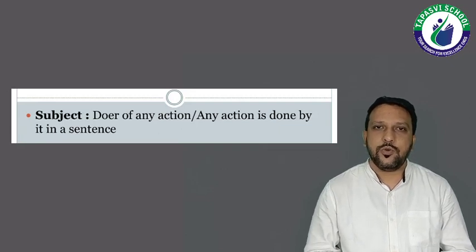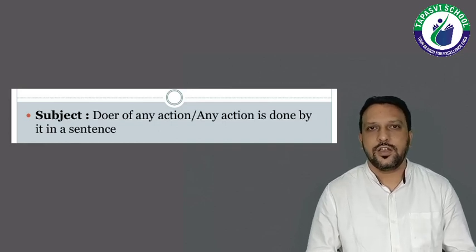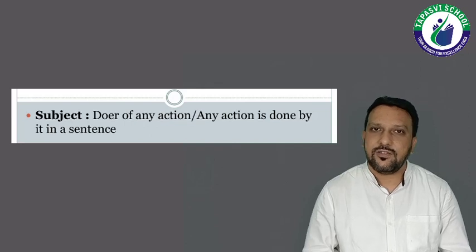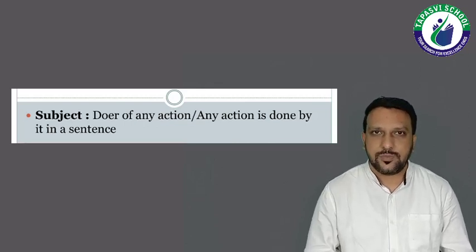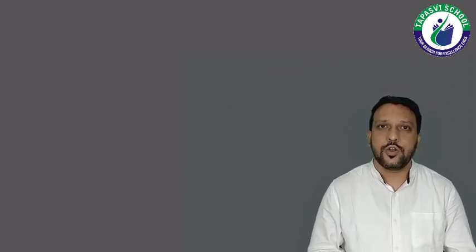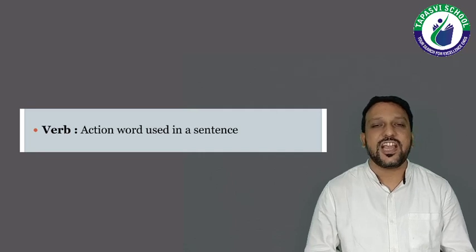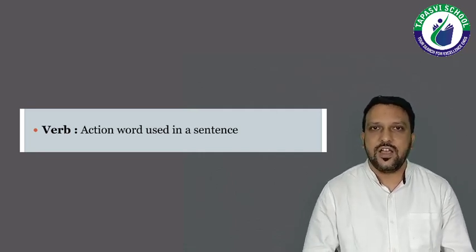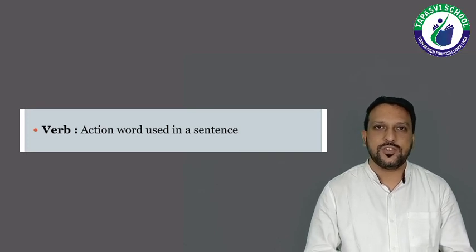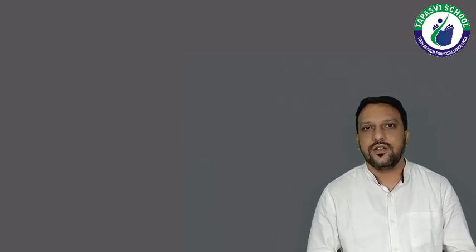Let me tell you in very simple words that a subject in a sentence is known as the doer of any activity. A doer of any action is known as a subject. For example, Rohit plays cricket. In this sentence, Rohit is the subject. Second thing is verb. Verb means action words. In any sentence, whatever action has been given is known as the verb. Let's take the same example, so you can understand in a better way: Rohit plays cricket. In this sentence, plays is a verb.